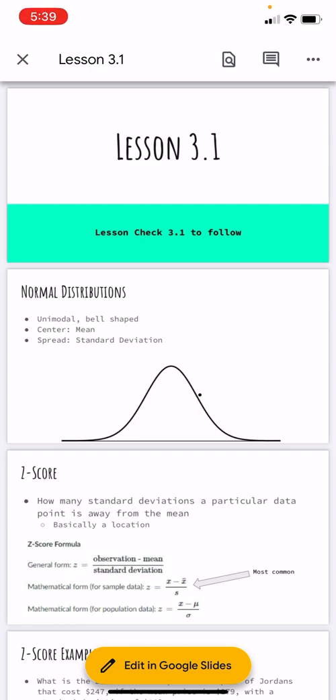The lesson today is lesson 3.1. You can find these on the calendar, and you can look at these slides for yourself. But basically, we're finally going to get to do some real math.